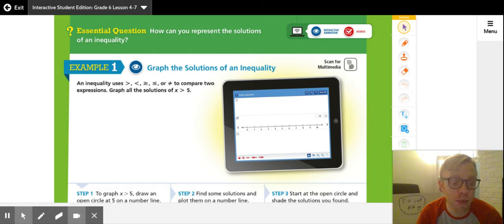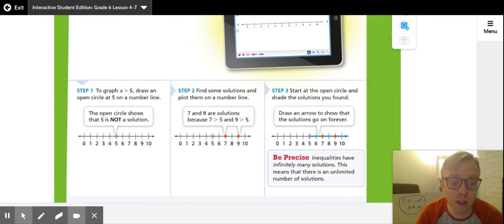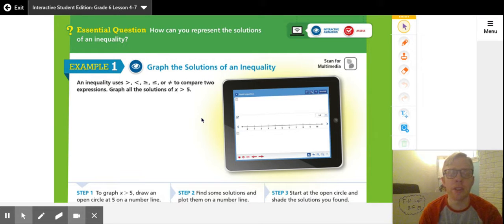We are looking at example one, and we're really just taking a look at some things that we've already talked about. We've been writing these inequalities from all those different situations. We talked about the helicopter, we talked about all types of different things. But now we're going to take a look at putting them on a graph. It's pretty straightforward. An inequality uses the symbols of greater than, less than, greater than or equal to, less than or equal to, or not equal to compare two expressions. And we're going to graph that x is greater than 5.